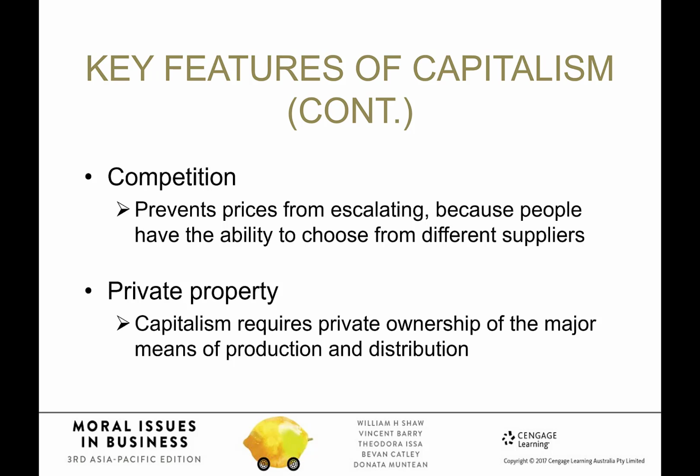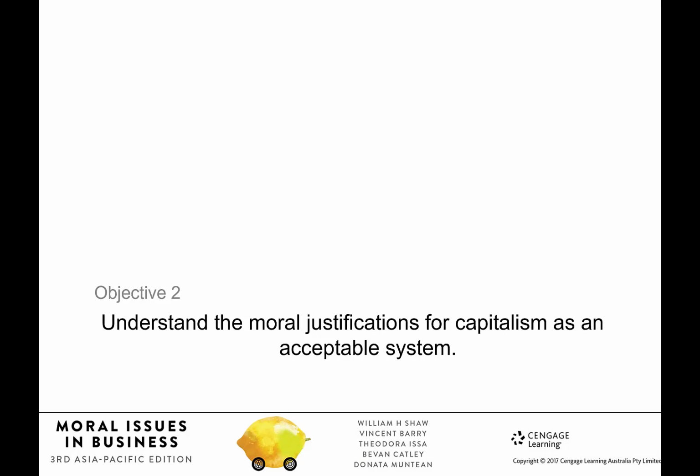And finally, private property. Private property requires private ownership of major means of production and distribution. So it should be legal to own property and intellectual property and manufacturing, the use of raw materials, the use of resources. They shouldn't be controlled by a government in a way that makes them only available to the government. So that's our 4 features of capitalism.